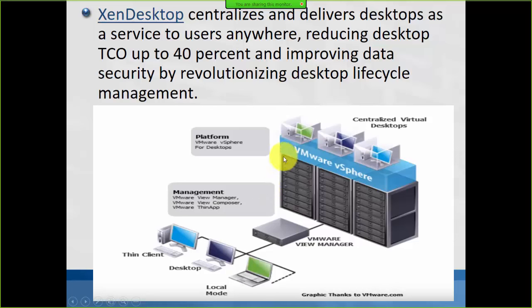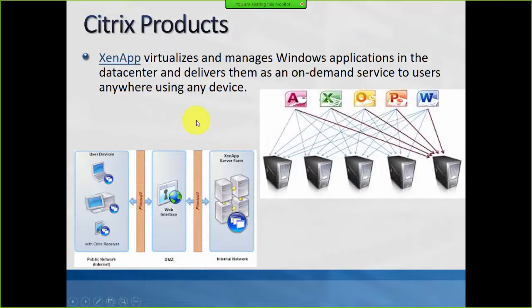But VMware offers desktop virtualization by the name of VMware View. That's the product name. And Citrix offers desktop virtualization by XenDesktop. But let me just go briefly a little with these products, and then I'm going to draw some diagrams so we could understand how it works.